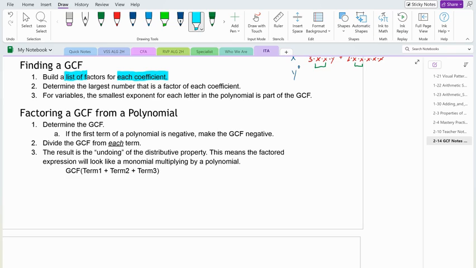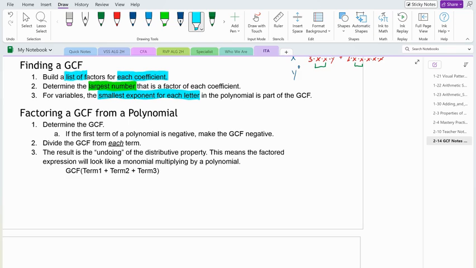So we build a list of factors for the coefficient. We determine the largest number that is a factor of each coefficient. So here comes that phrase we saw earlier. We want the largest number that is on all of the lists of factors. At that point, we've factored the coefficients. Now we need to look at variables. And again, we're looking at the smallest exponent for each letter.